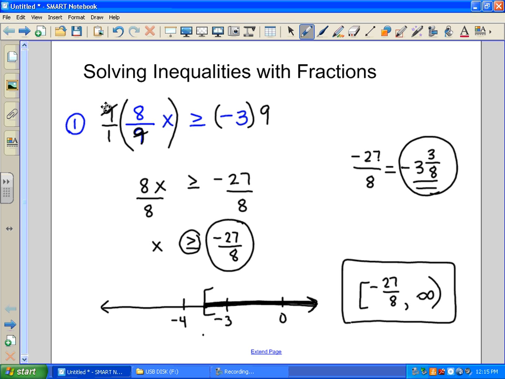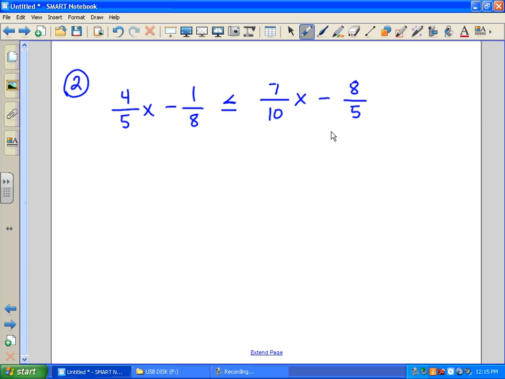Okay, we're going to look at one more problem, which has lots of fractions also. There is a problem similar to this on the homework. You notice every term has a fraction, so I'm going to have to look at every denominator: 5, 8, 10, and 5. Find a number that all of those will divide into. The smallest number they will all divide into is 40. So every term gets multiplied by 40.